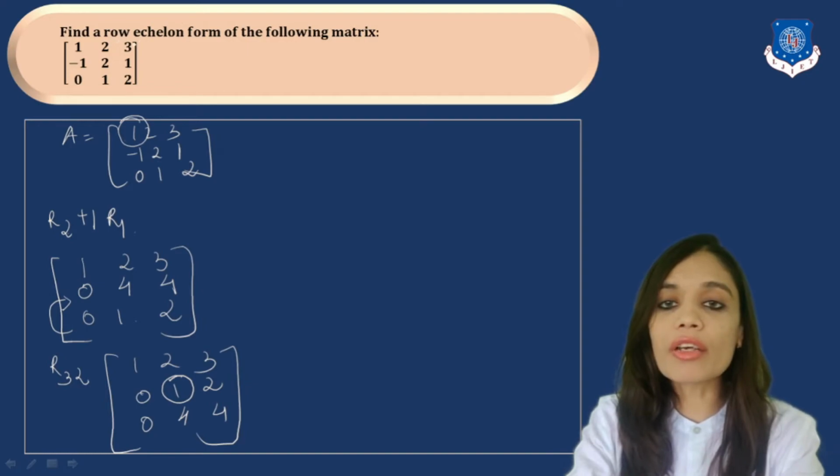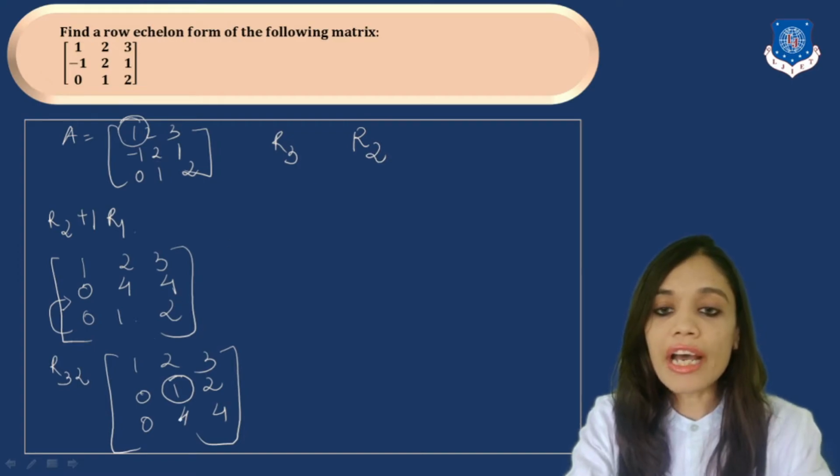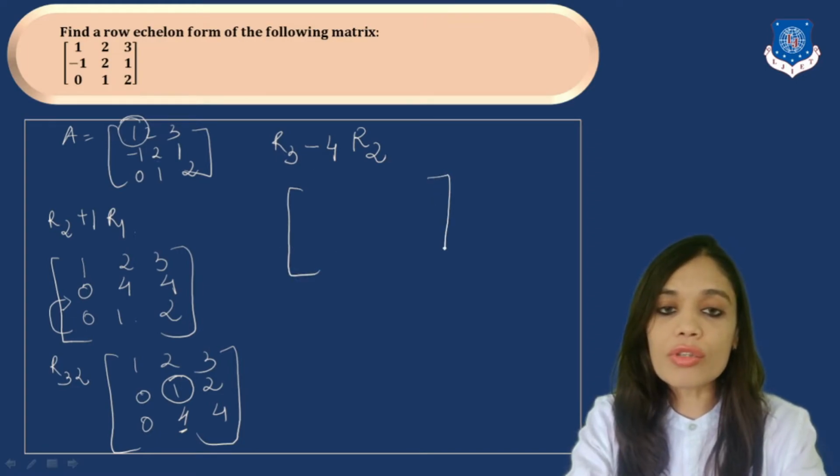And we want to make row echelon form. So our next step is to make 0 at this place. So we have to form 0 in R3 using which row? R2. Now just change the sign of this number, that is -4.